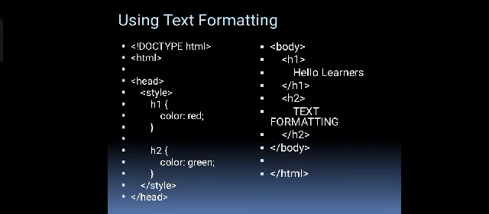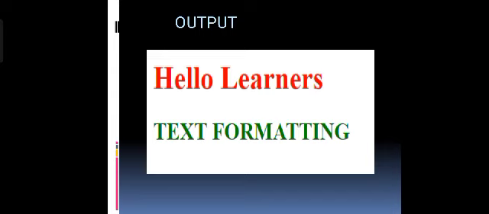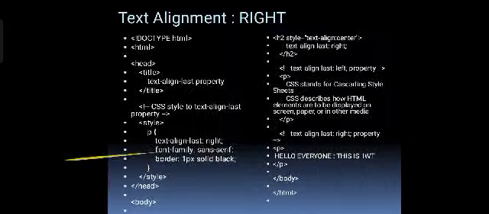In the body, we have given an h1 heading, Hello learners, and an h2 heading, Text formatting, which will provide us the corresponding output. So Hello learners is in red color as an h1 heading, and the h2 heading, Text formatting, is in green color. According to our code, we have done this. Let us see the next slide.